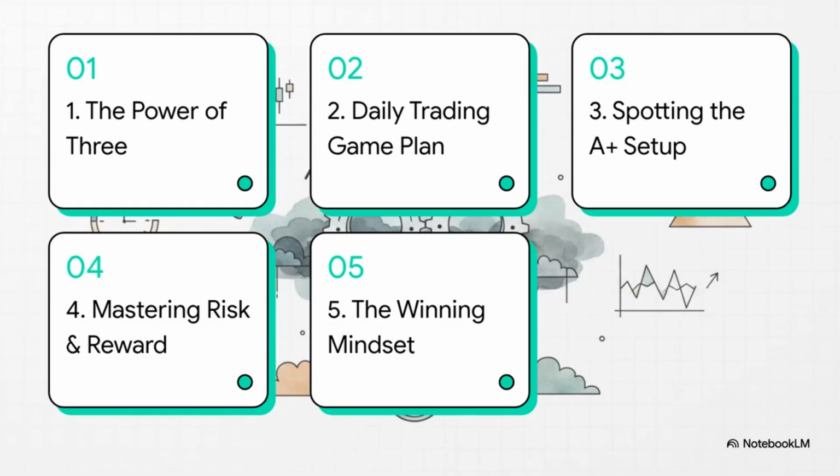So, here's how we're going to do it. First, we'll cover the core concept, the power of three itself. Then we'll walk through the daily game plan. Next up, spotting that perfect A-plus setup. We'll follow that with how to master risk and reward, which is huge. And finally, we'll talk about the mindset you need to actually pull this off. Okay, let's jump right in.